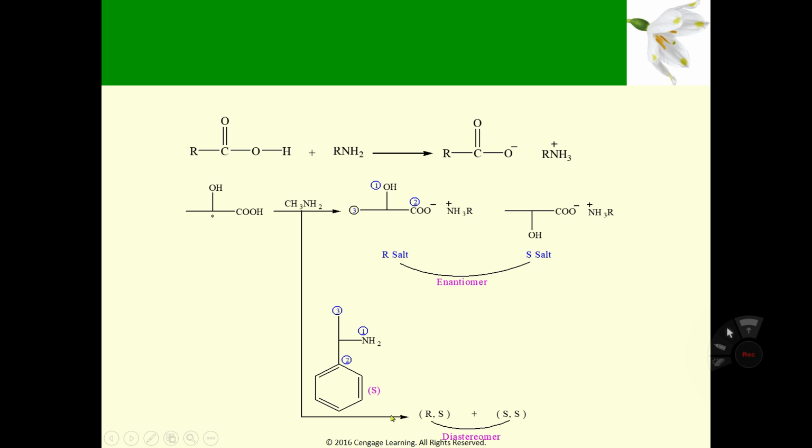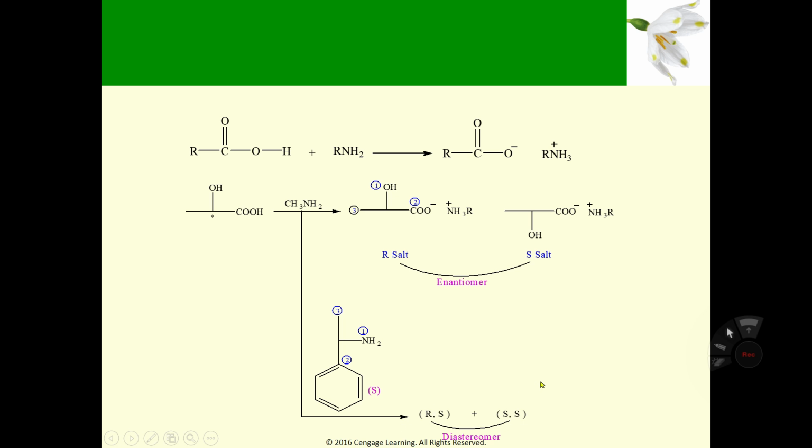But if you react with a chiral base and convert the racemic mixture of acid into the salt, because they are in a diastereomer relationship, they will have different physical properties, like melting point or solubility, and there will be a way to separate them.